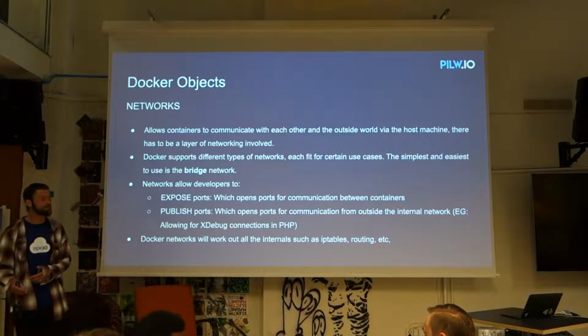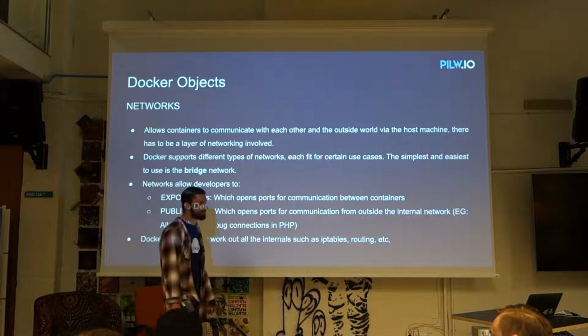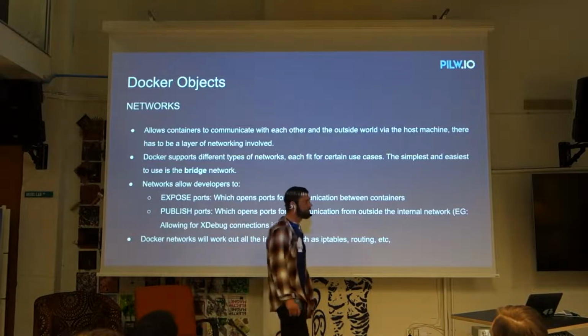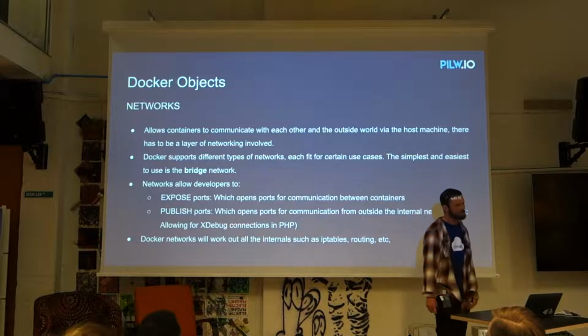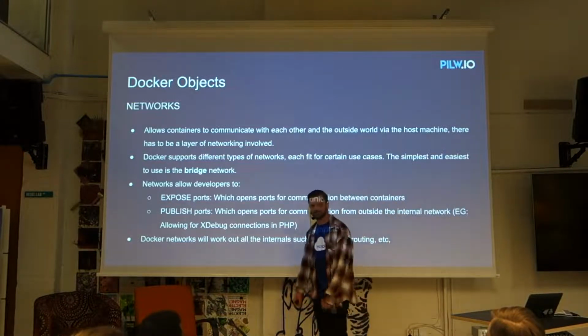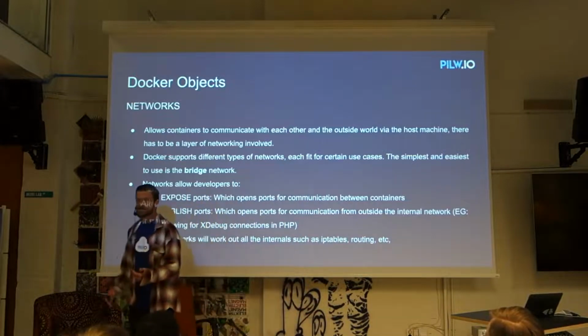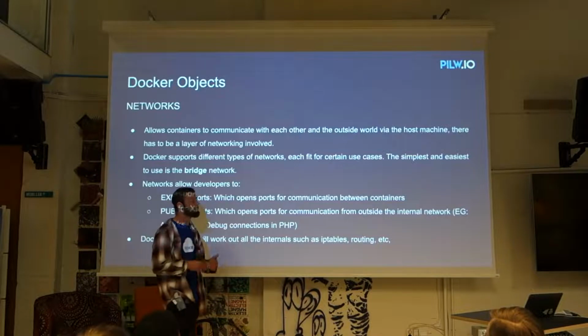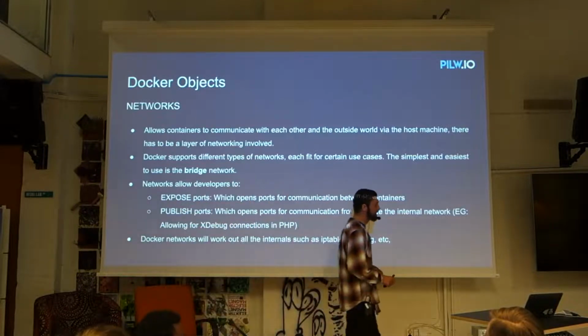Expose really just gives the ability for containers to talk to one another within the network. So for HTTP, let's say for Nginx or Apache, you might expose port 80 and port 443. Whereas publish, actually in a bridge network, makes it publicly available. So there is a subtle difference.